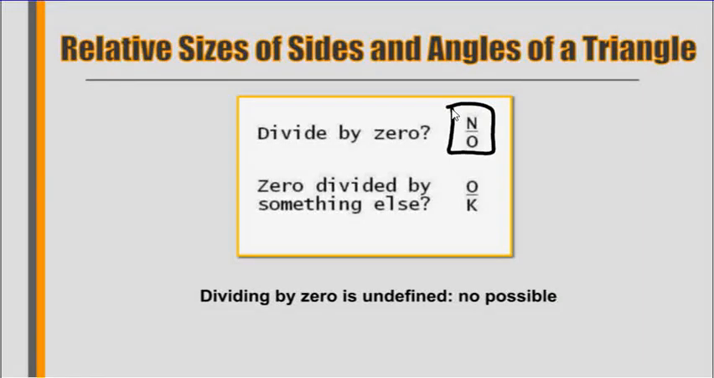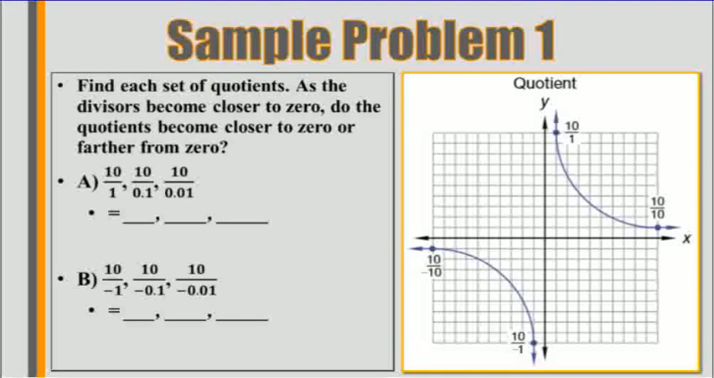If you have zero divided by anything else, you can see that it says okay, 0 divided by any number. So 0 divided by 0 is undefined, and there's no possible way to get an answer. So today we're going to explore why that is the case. Our first example says, find each set of quotients, and as the divisors become closer to 0, do the quotients become closer to 0 or farther from 0?